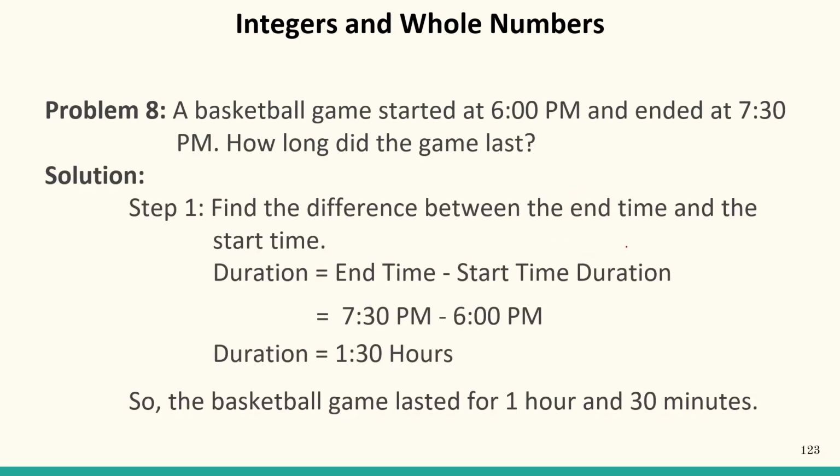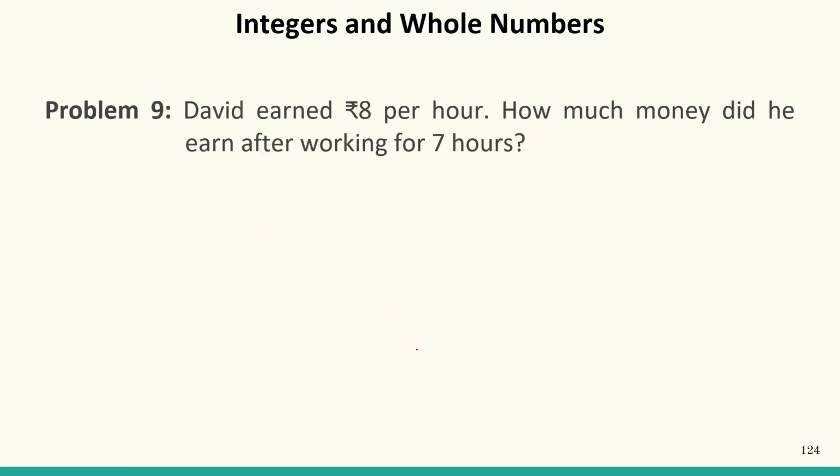So find the difference between the end time and start time. So 7:30 minus 6, that is equal to 1:30. So it lasted for 1 hour 30 minutes. So Dravid earned what?